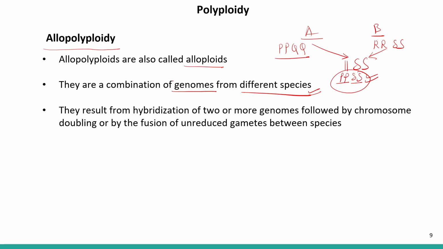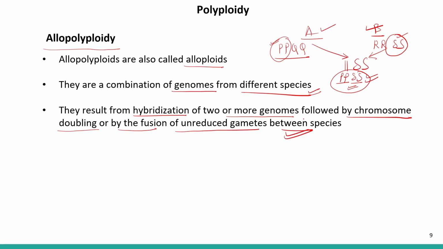So in this way, there is a combination of the genomes of different species. This allopolyploid has the combination of species A and species B: from species A it has the P, and from B it has the S alleles. They result from the hybridization of two or more genomes, followed by chromosome doubling or by the fusion of unreduced gametes between the species.